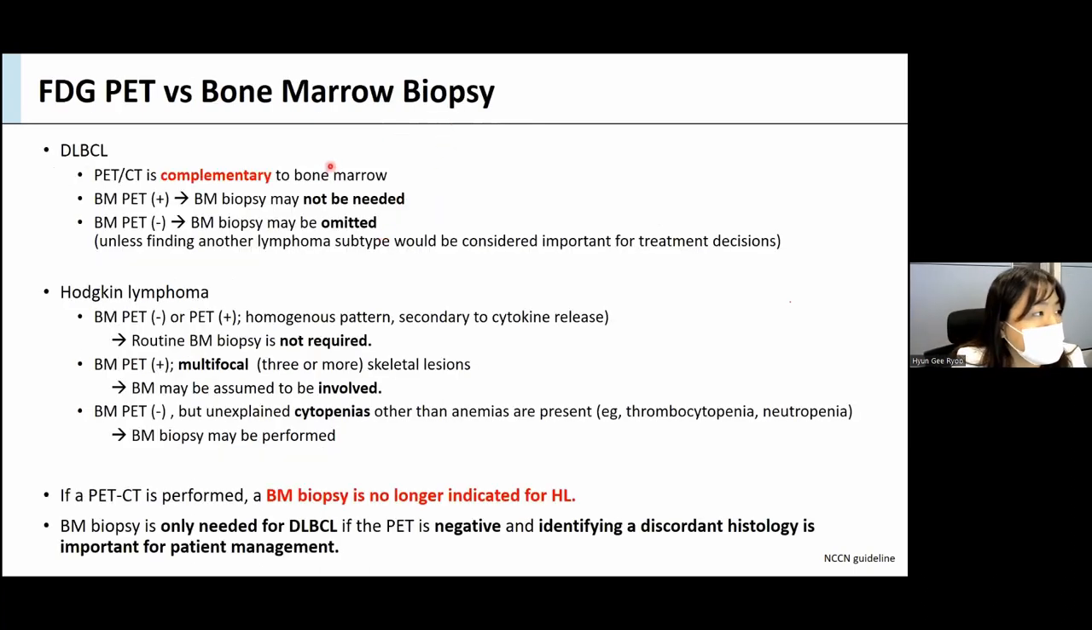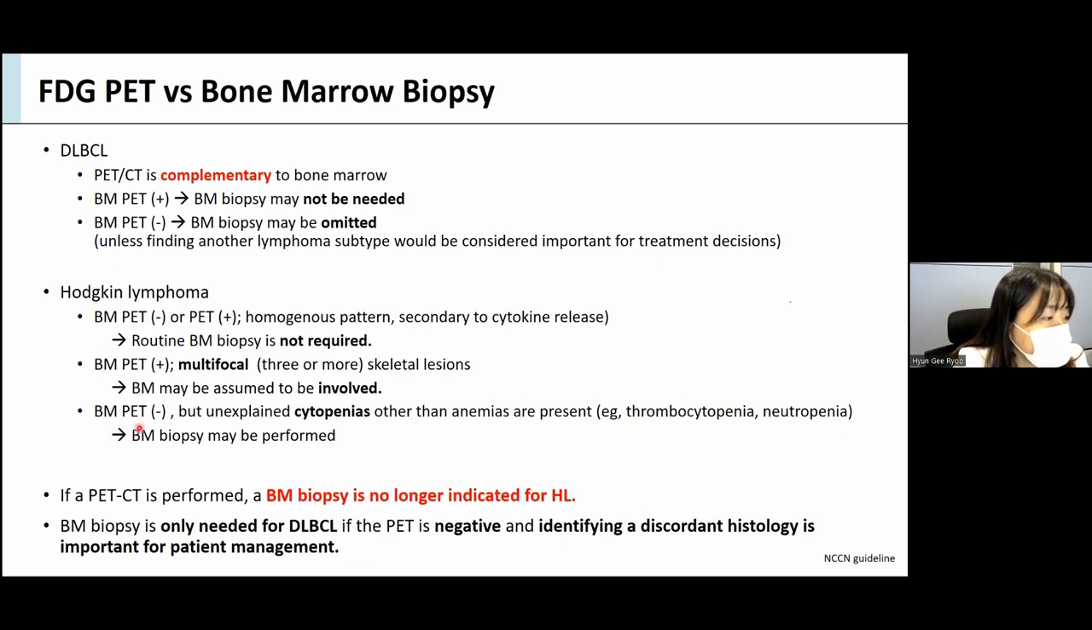And I would like to explain the role of FDG PET CT for the assessment of bone marrow involvement. For diffuse large B cell lymphoma, FDG PET CT is complementary to the bone marrow. So when the FDG PET is positive in bone marrow, the bone marrow biopsy may not be needed based on the NCCN guideline. If there is an irregular multifocal FDG PET uptake in the bone marrow or in the skeletal lesions, the bone marrow may be assumed to have an involvement of lymphoma.